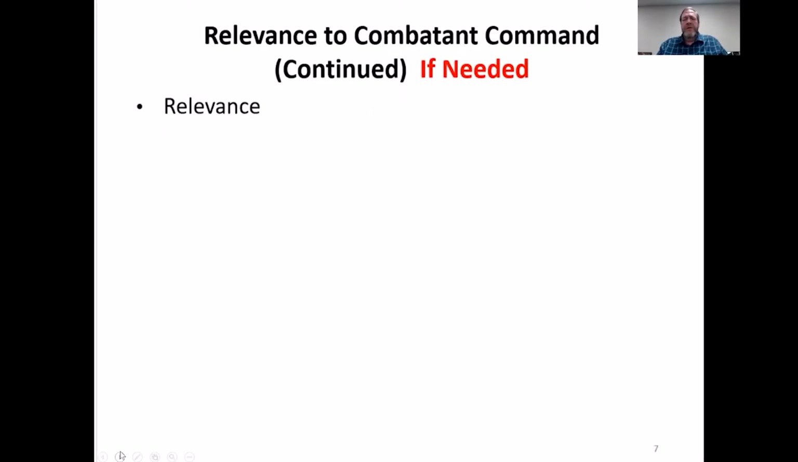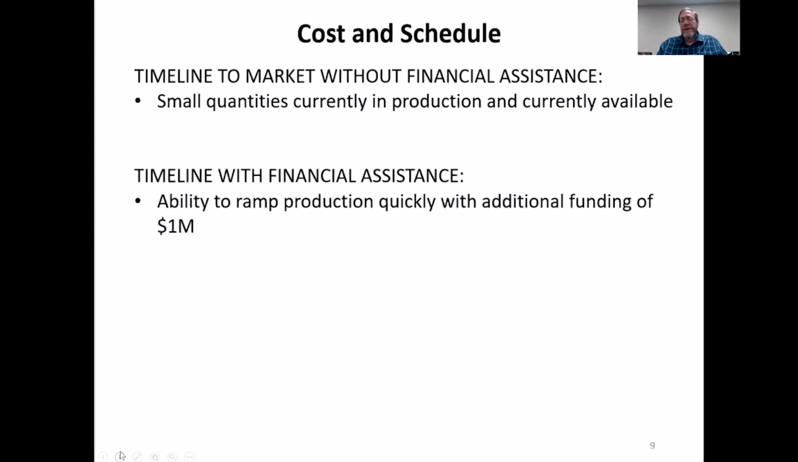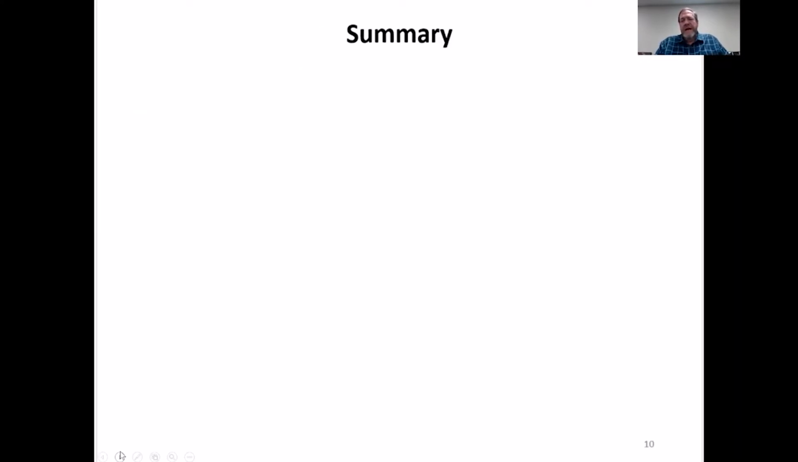starting off with TRL and scaling information. I put that on one slide, and then the timeline information on the other. And then the following slide, the last slide, would be your summary slide. And I don't have anything to draft in that necessarily. That's something you really want to put the final touches on.